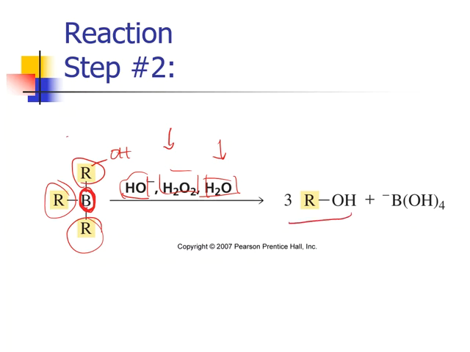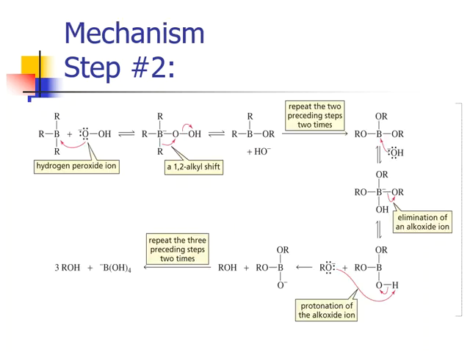This is not a 1-to-1. And then we get a boron that now also has some OH groups that's there due to all of those OHs that we have introduced into the system. How does that actually happen?